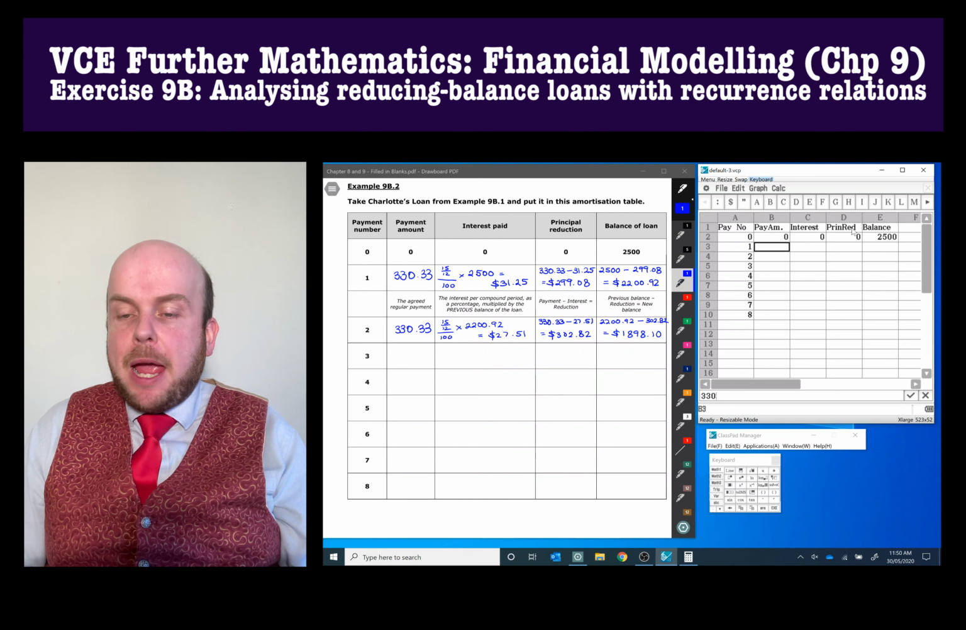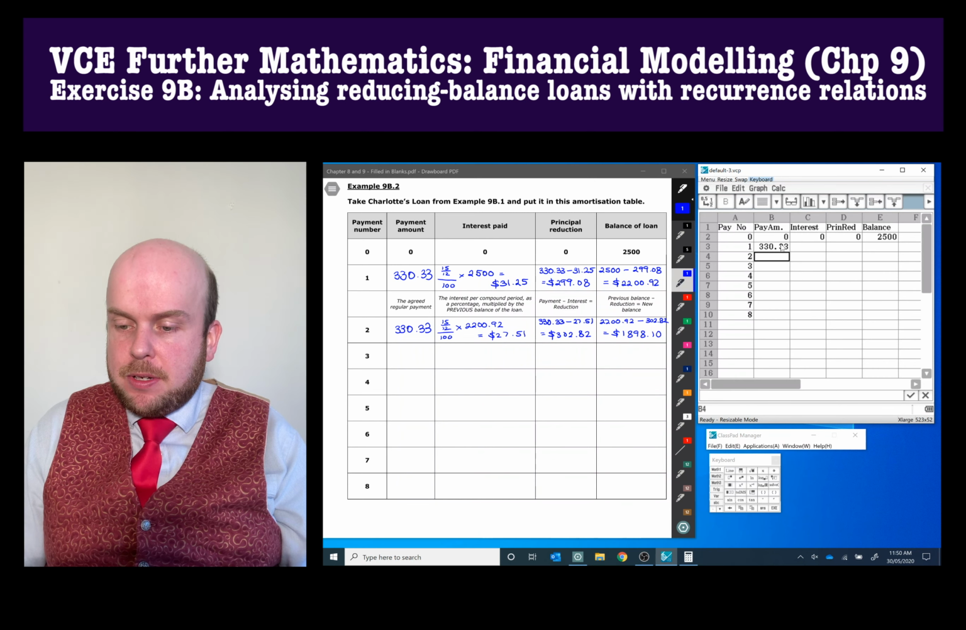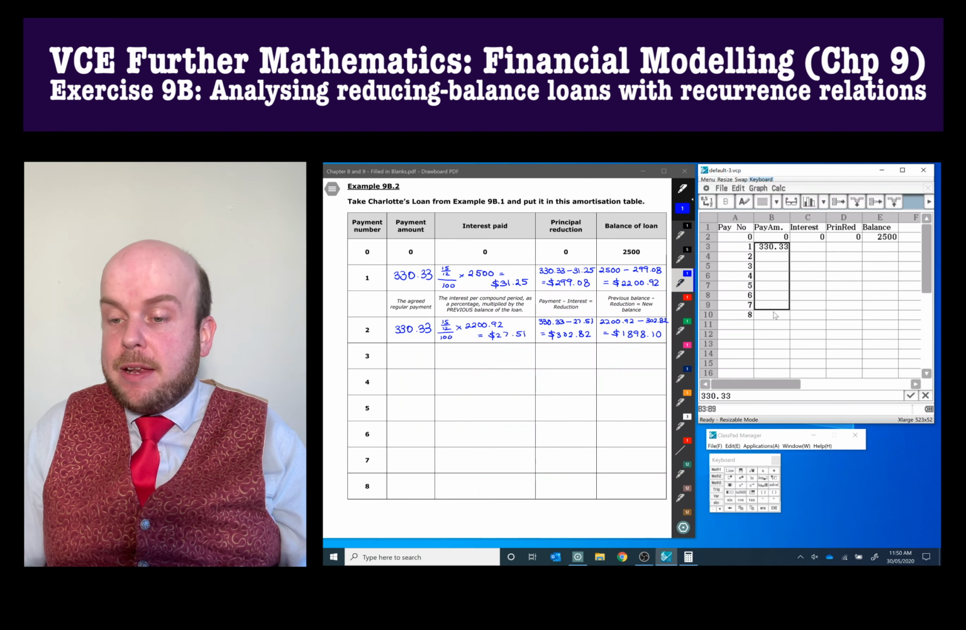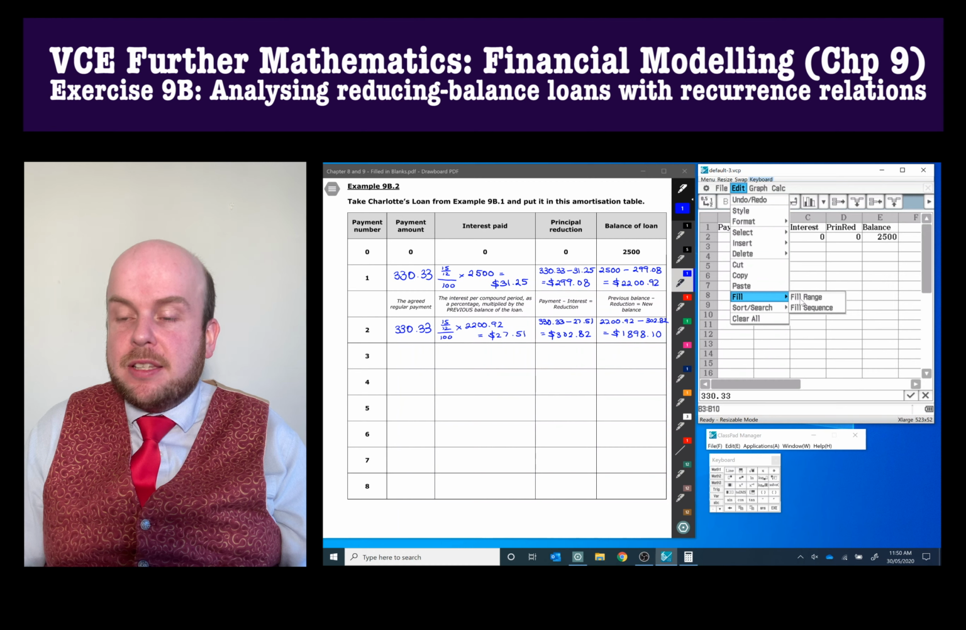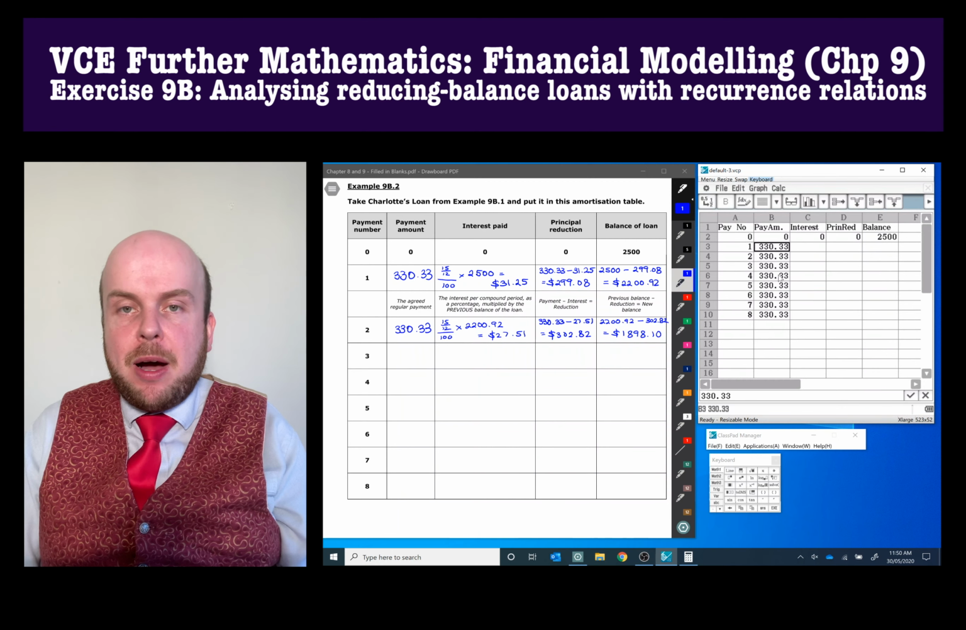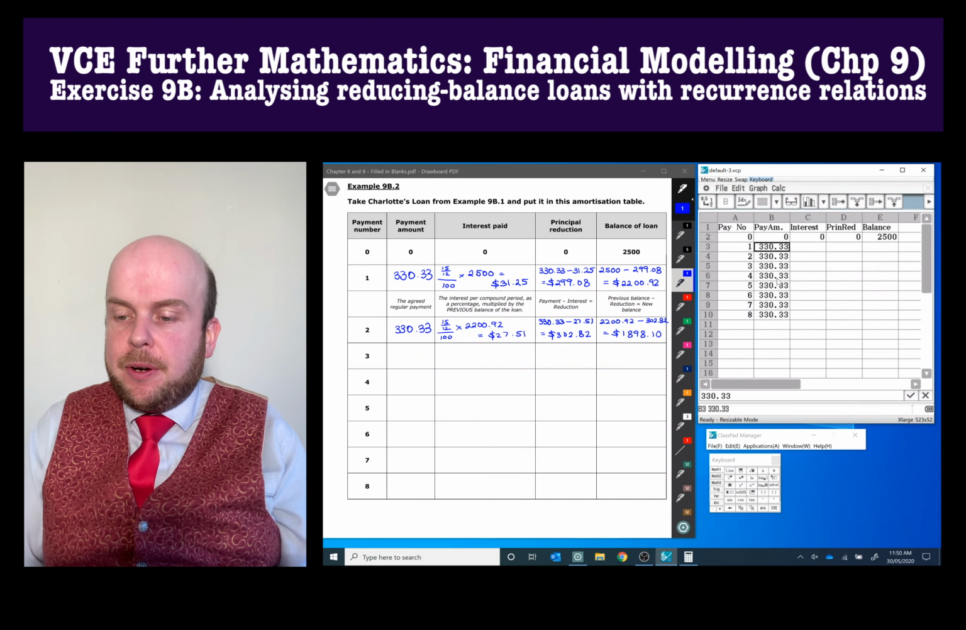So I'm going to write 330.33, because that's the payment amount each time, and I'm going to highlight that. This was for 8 months. So we're going to use fill range, and what that does is it sends all of my values down like so.